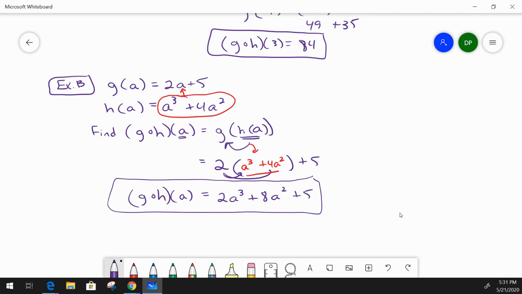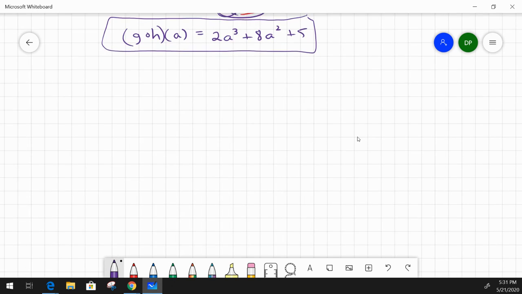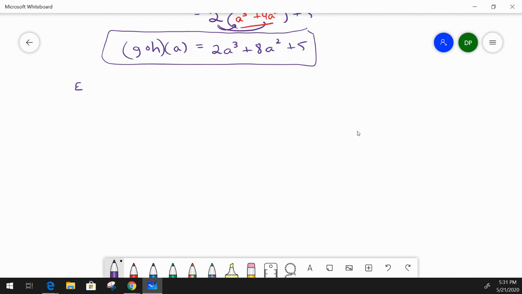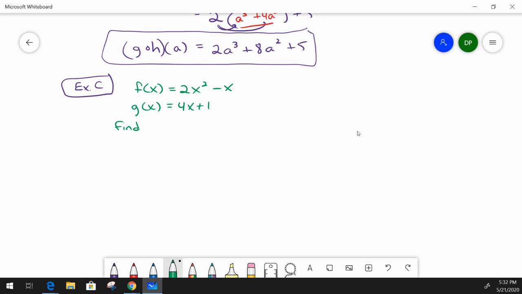Okay, let's look at another example. Example C. Actually, let's use a different color. This one's going to just be a little bit harder. So let's say you have f of x equals 2x squared minus x, g of x equals 4x plus 1. And you have to find f of g of x.